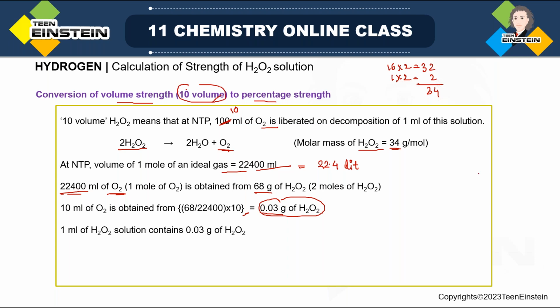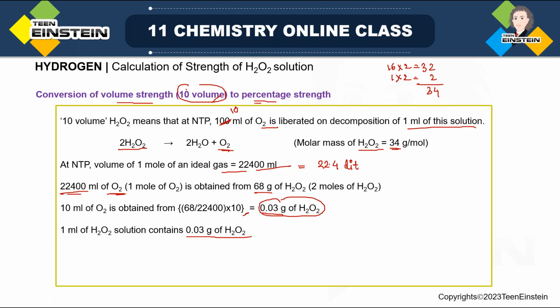When we say 10 volume H2O2, that means from 1 ml of H2O2 sample you are getting 10 ml of O2. So 10 ml of O2 is equal to 0.03 gram of H2O2, and 1 ml of H2O2 solution contains this amount of H2O2, because this amount is the source of 10 ml of O2. According to the definition of 10 volume H2O2, 10 ml O2 is obtained from 1 ml of this solution. So we can say 1 ml of H2O2 solution contains 0.03 gram of H2O2.